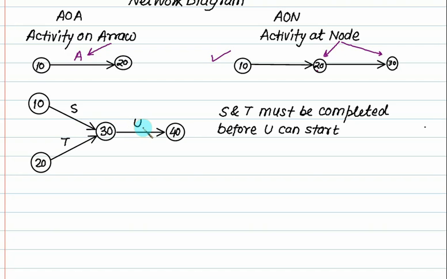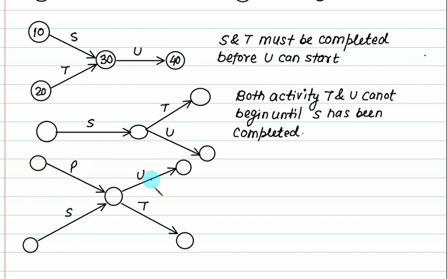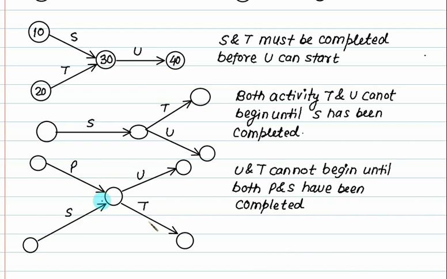S and U have given the latter precedence and S and T given the higher precedence. Both activities T and U cannot begin until S is finished. So this means that we cannot start U and T till we finish P as well as S. But we can do U and T concurrently. So precedence is given for P and S. So U and T you cannot start till you finish P and S.